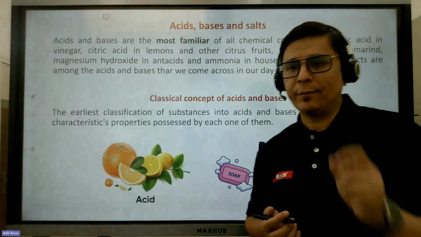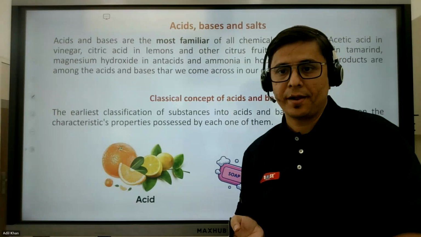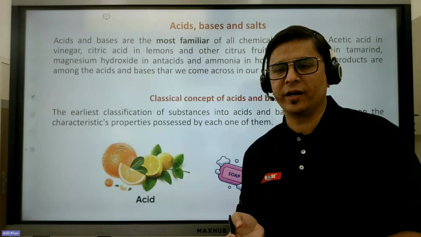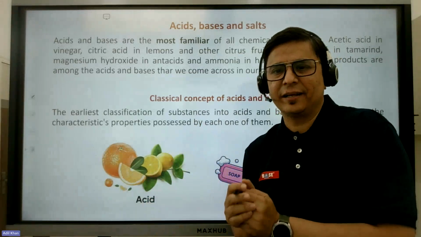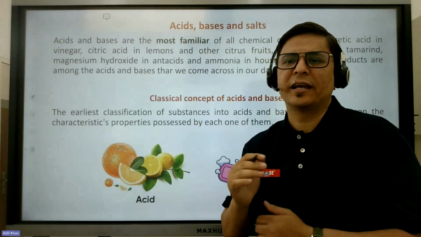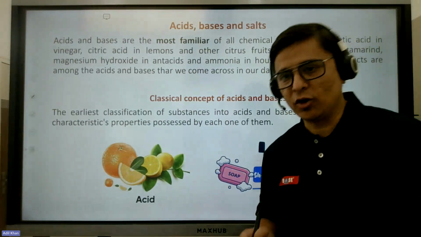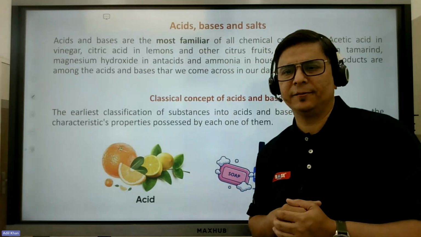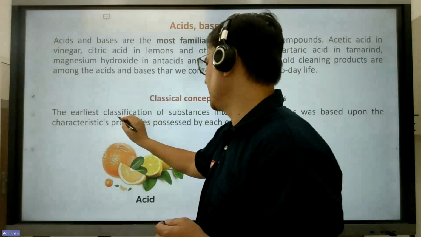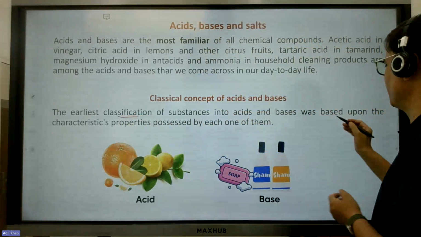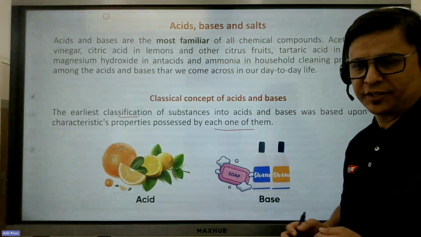First time in the year 1800, there were two scientists, Humphry Davy and Michael Faraday. They found out the concept of acidity and basicity, but later there was another person, Sorensen. He gave more detail about the pH and the acid and the basic part. So the initial concept in 1800 was given by Davy and Faraday, just for your knowledge. So classical concept of acid and bases, the earliest classification of substance into acid and bases was based on their characteristic properties. We are going to discuss that.